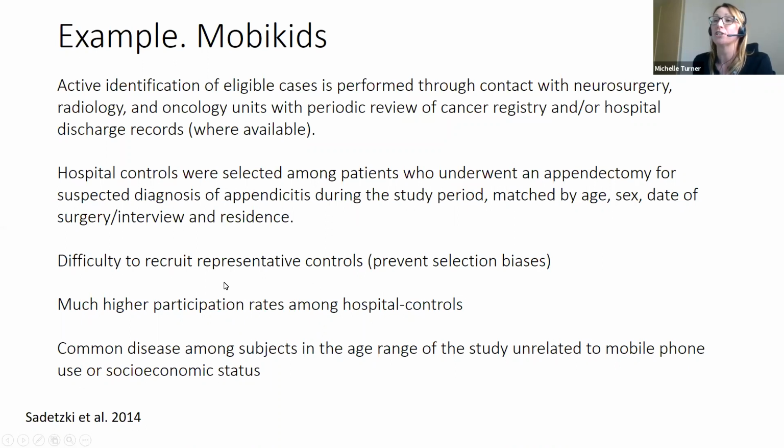And they had much higher participation rates among these hospital controls. Some study centers collected both general population and hospital controls and very clearly demonstrated that. And they felt fairly confident in their selection because this is a very common disease, which is unrelated to their main exposure of interest.